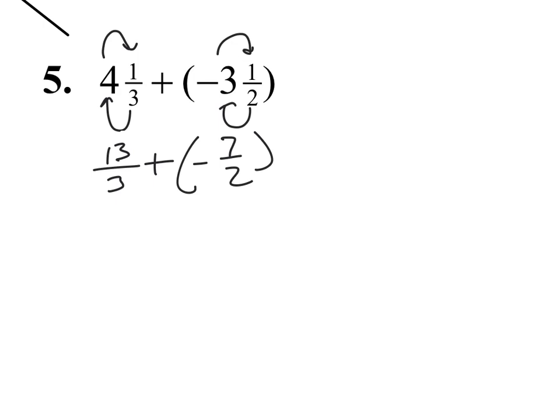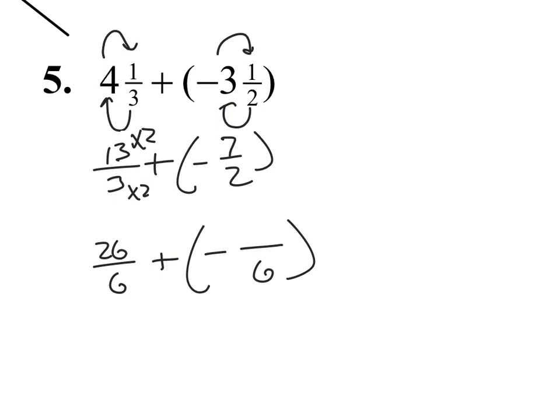Okay, common denominator. What is my common denominator? What's the smallest multiple that 3 and 2 will go into? That would be 6. So I'm going to convert both of these improper fractions so that they have a denominator of 6. So 3 times what is 6? That's 2. And whatever I multiply to the bottom, I have to multiply to the top. So 13 times 2 is 26. 2 times what is 6? That's 3. And whatever I multiply to the bottom, I multiply to the top. Okay, so what's 7 times 3? That's 21.